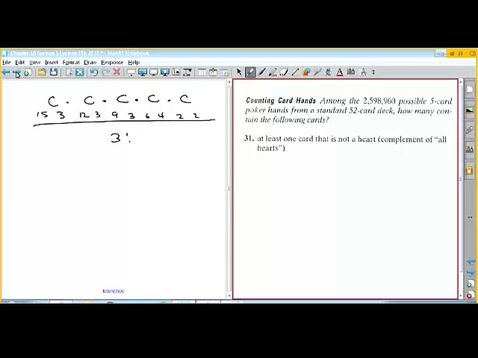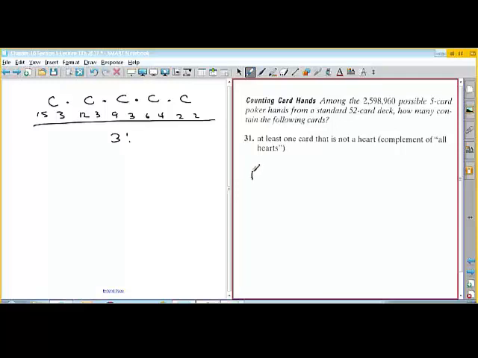Well, they actually help us out here because they're saying that this statement is the complement of all hearts. So what they're saying is, to be able to solve this problem, you need to look at the total number of possibilities and subtract the complement of what they're asking. The question is, how many card hands out of that 2 million are all hearts?